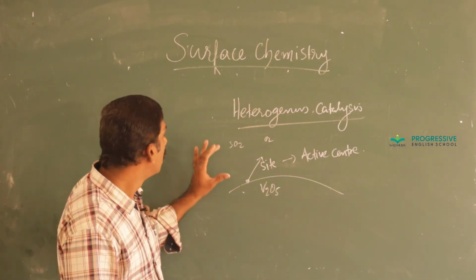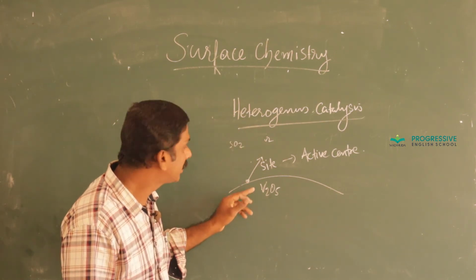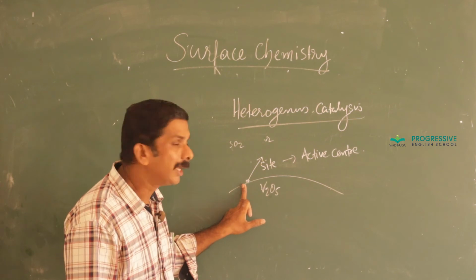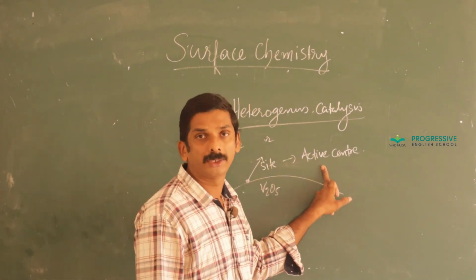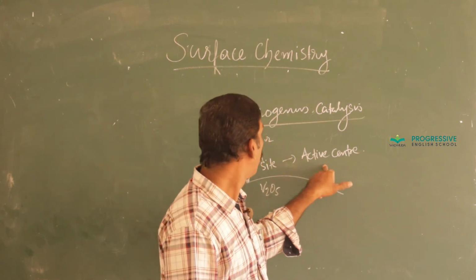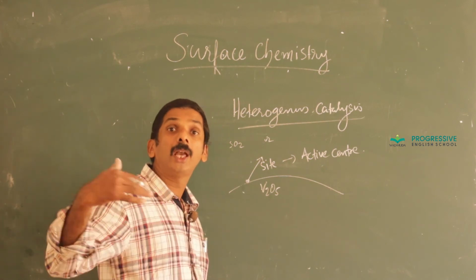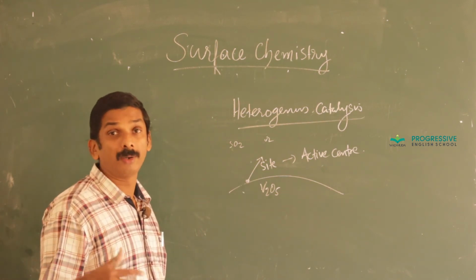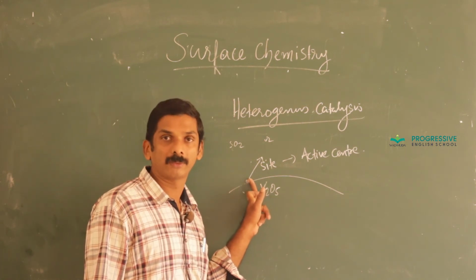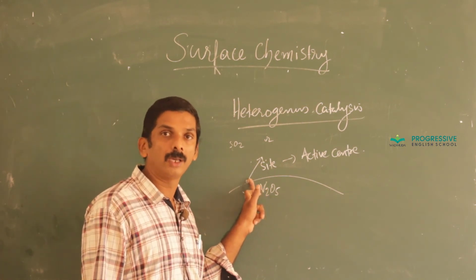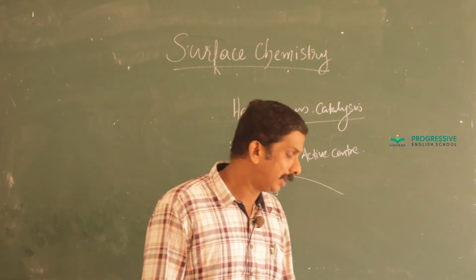Once more, the gaseous reactants diffuse through to the solid catalyst and act on a particular site called the active center. Finally, it forms an activated complex and decomposes to form the product, and desorption of the product from the surface of the catalyst takes place. It is called the adsorption theory of heterogeneous catalysis.